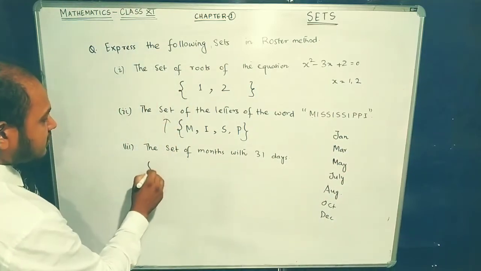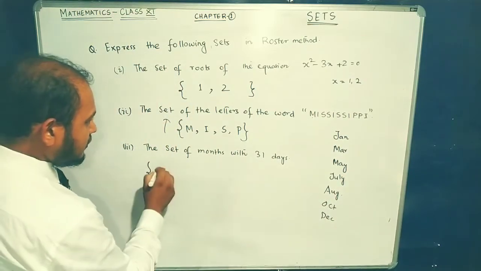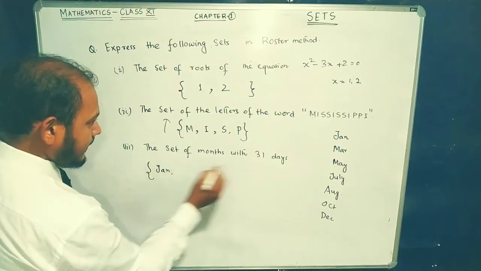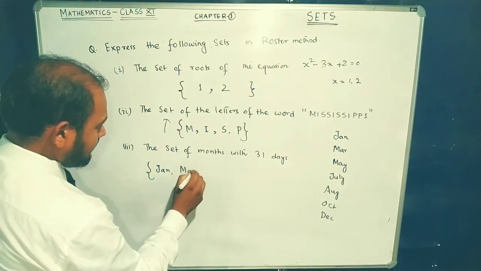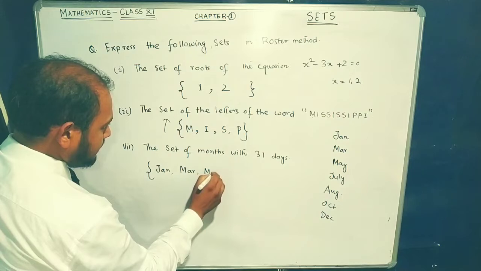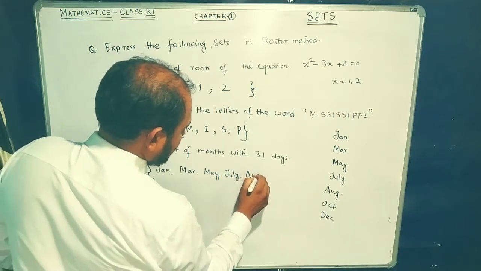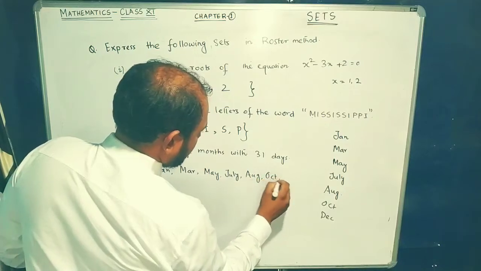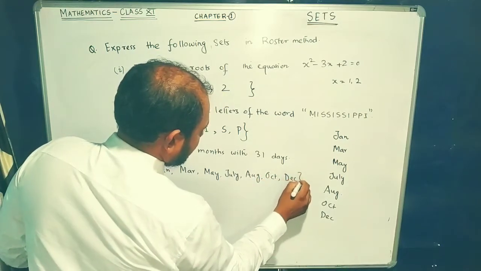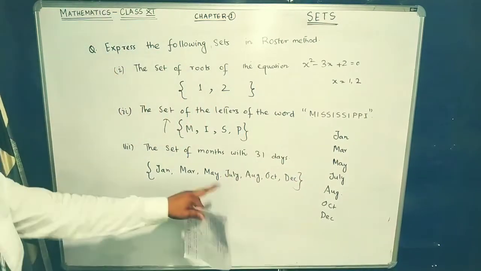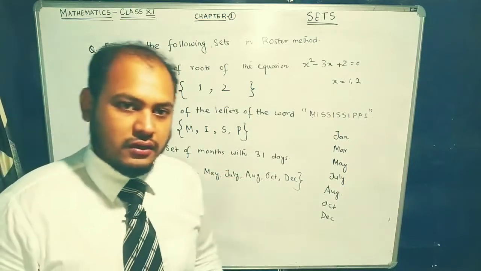So what would be the set? The set would be this notation: January, March, May, July, August, October, and then lastly December. So this is the set of months with 31 days.